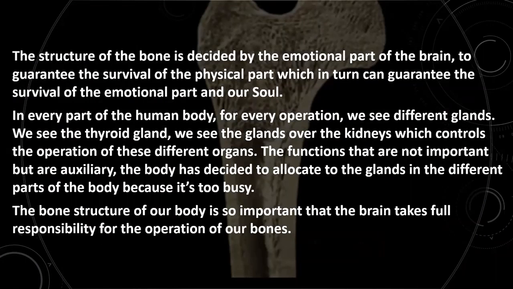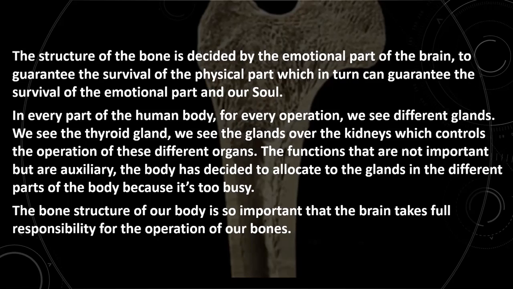Now, the structure of the bone is decided by the emotional part of the brain to guarantee the survival of the emotion and the soul. So what we've had a look at in the body is we do see different glands. We see thyroid glands and we see the glands over the kidneys. Now all these glands in the body are essentially control functions, a sort of remote control of the brain to control those organs. The brain has decided these organs are critical, but not that critical, so it allows those glands to serve the function of the brain to control those organs.